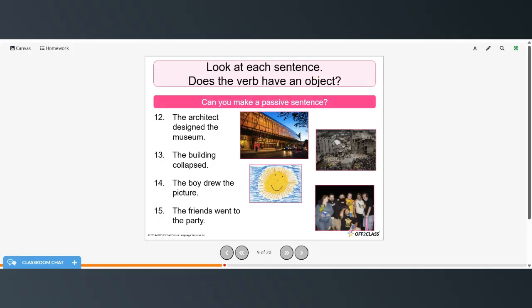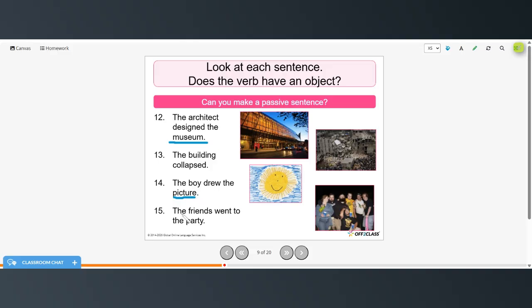So look at each sentence and decide if the verb has an object, and then decide if you can make a passive sentence. So the architect designed the museum, so we do have an object. So we could say the museum was designed by the architect. The building collapsed, no object here. The boy drew the picture. Picture is the object, so we could say the picture was drawn by the boy.